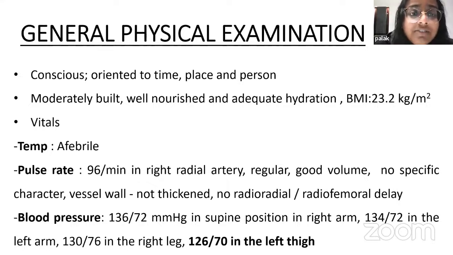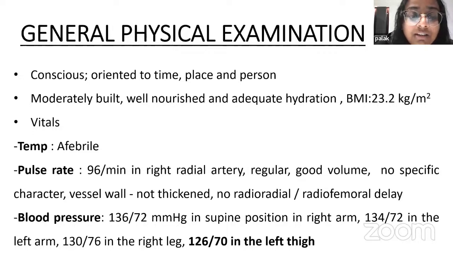On examination, general physical examination, the patient was conscious, oriented to time, place, and person, moderately built, well nourished, with adequate hydration and a BMI of 23.2 kg per meter square. The vitals of the patient: the patient was afebrile to touch. Pulse rate was 96 per minute in the right radial artery, which was regular, good volume, no specific character. The vessel wall was not thickened and there was no radial or radiofemoral delay.